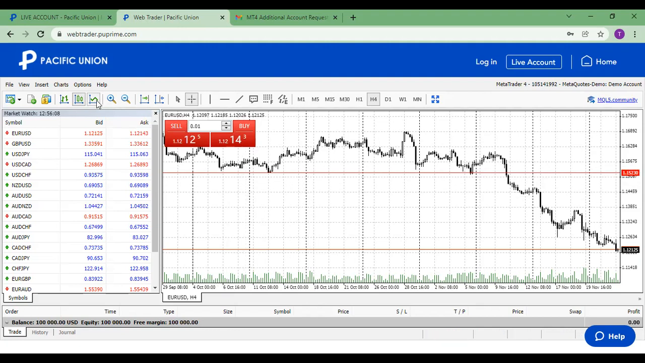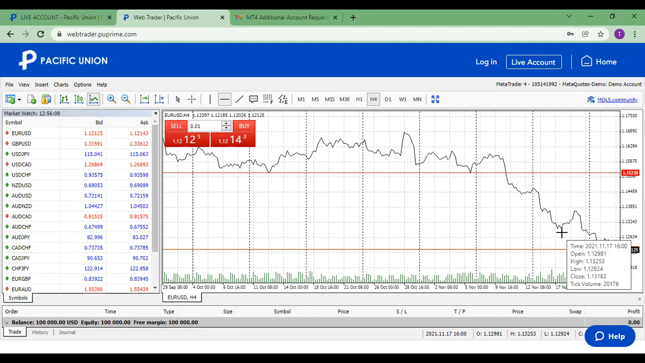You could change your charts from candles to line charts, so you could have it this way. Then you could select your horizontal line. Now you could just look for points at which price tested. If you cannot see it, you can't see it, so there's no need to force drawing it where it's not there.